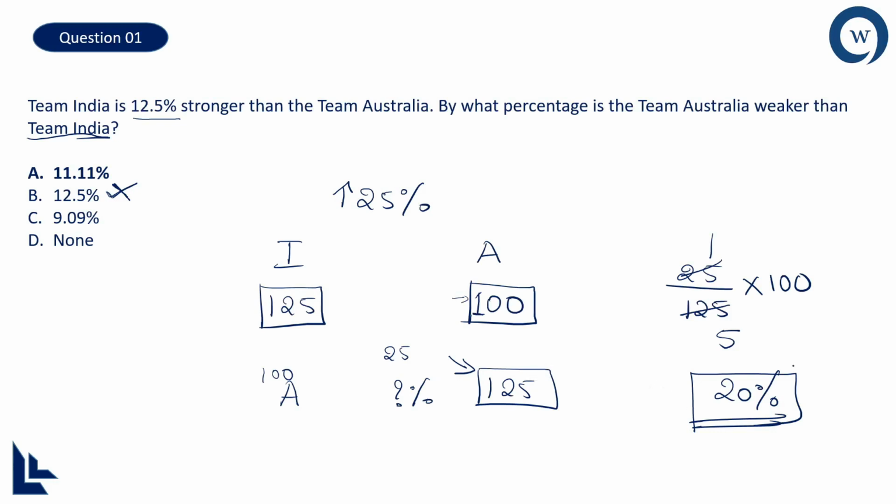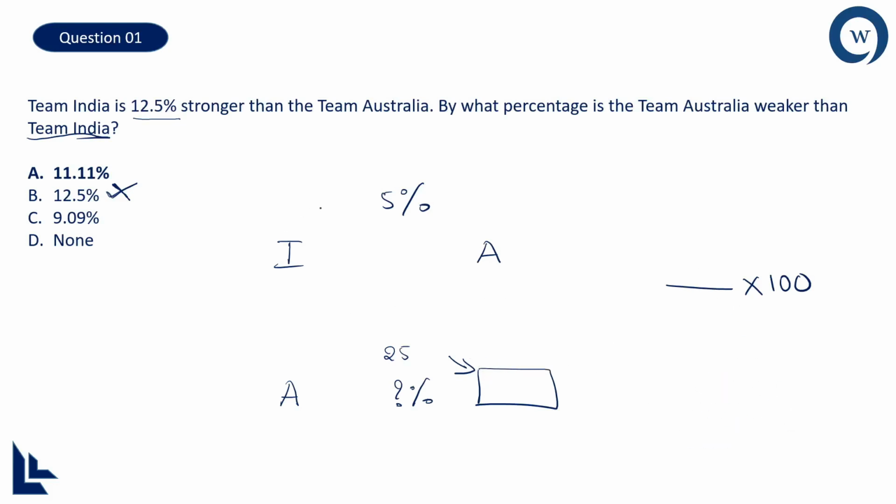Now this was easier because 25% was given, but in the question they have asked you to solve for 12.5%. There is not much difference. Instead of taking 25%, you have to take 12.5%, which is half of that. So the reference values will change a little bit, and there is not much difference in the procedure. I have taken 12.5 percentage here, and Team India is 12.5 percentage stronger than Australia. So if Australia is 100, Team India will become 112.5.